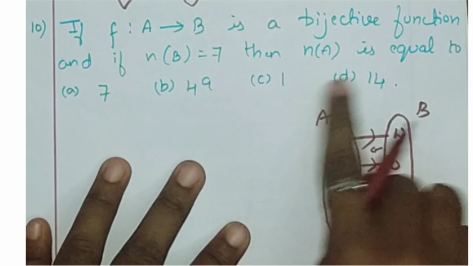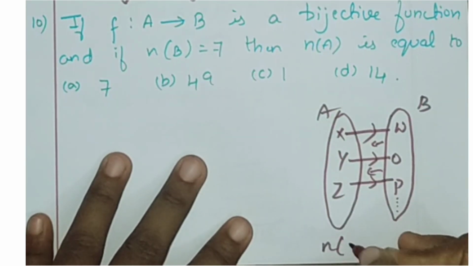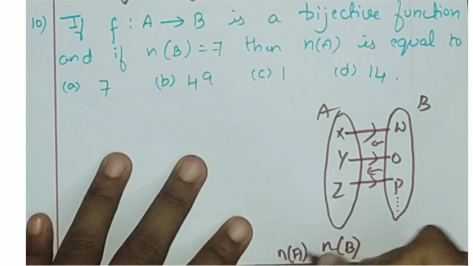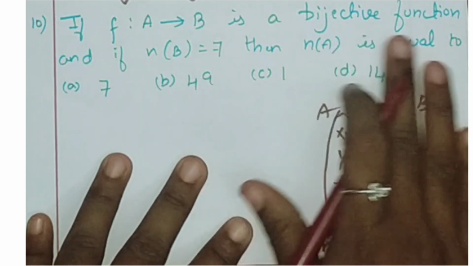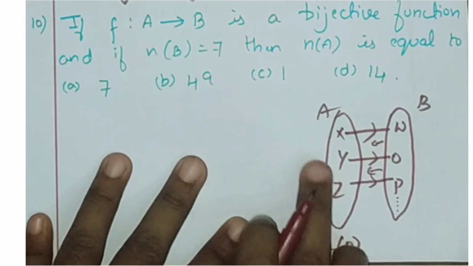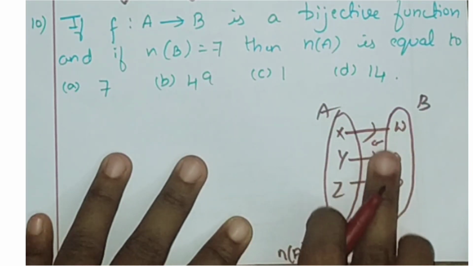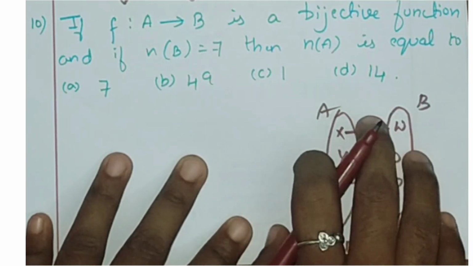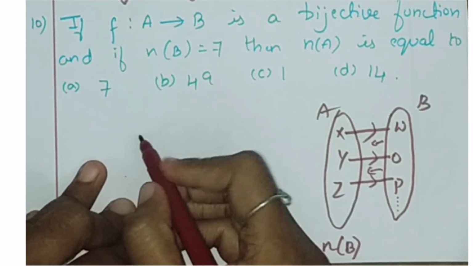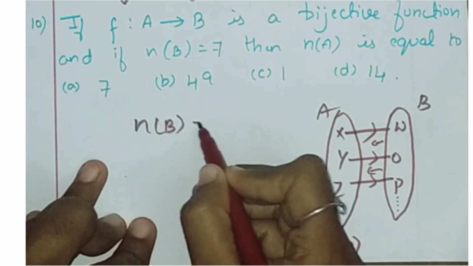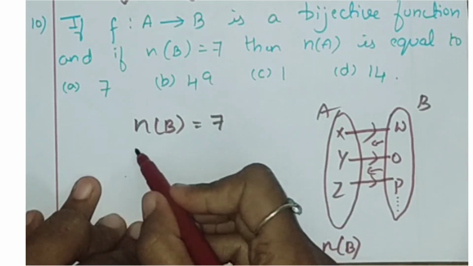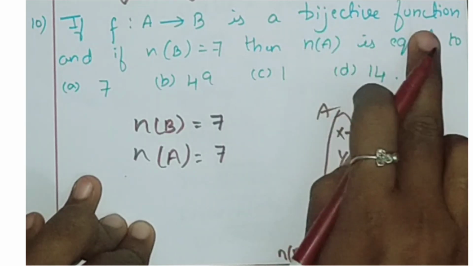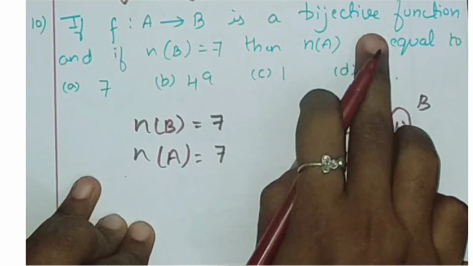With the help of this statement we can say that the number of elements in A should be equal to the number of elements in B. Then only this is possible. If it is x, y, z and w, o, p, only 3 elements each. Keeping this concept in mind, if n of B is 7, then definitely n of A should be 7, then only it becomes a bijective function. So your answer is A.